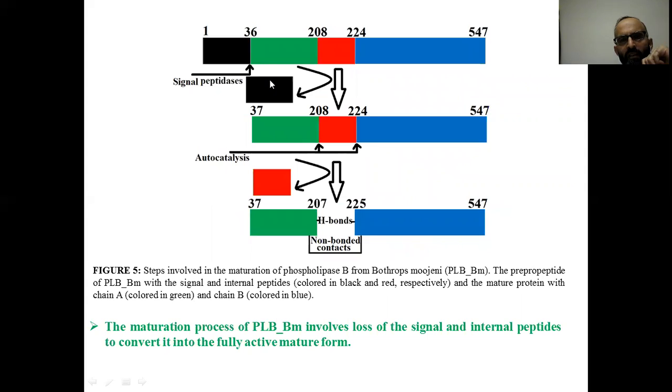Then here is the maturation process, in which the first part that is removed is the signal peptide, and it is removed by signal peptidase. Then there is removal of another part, that is the internal peptide, that is removed through autocatalysis. And finally, we come to the mature protein, and this mature protein is stabilized by hydrogen bonds and other non-bond contacts. So this is about my presentation.